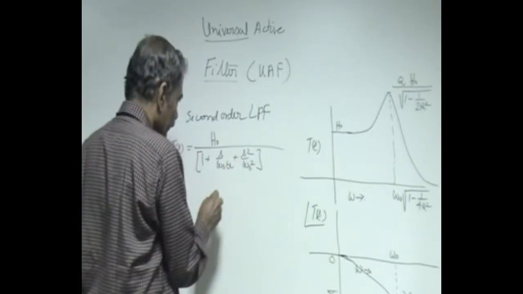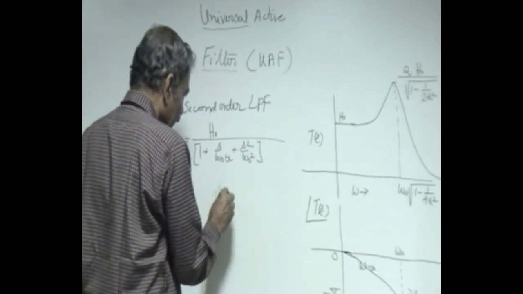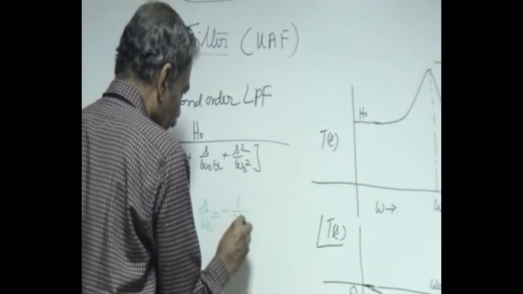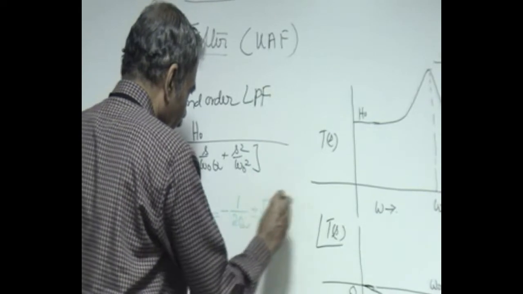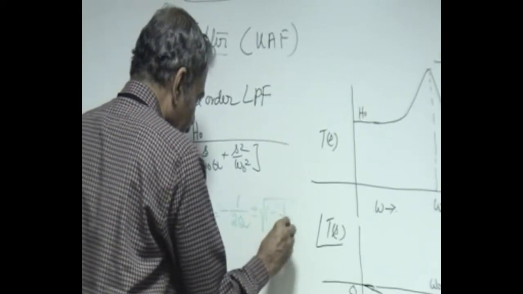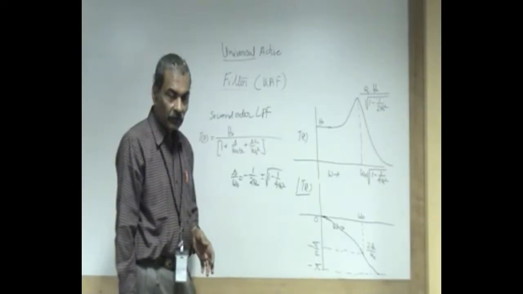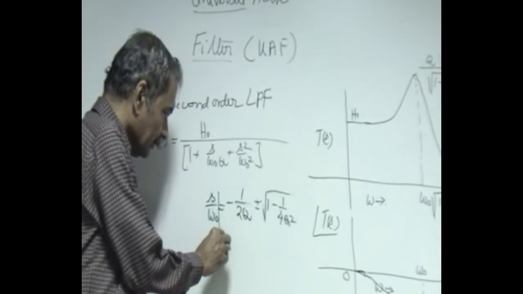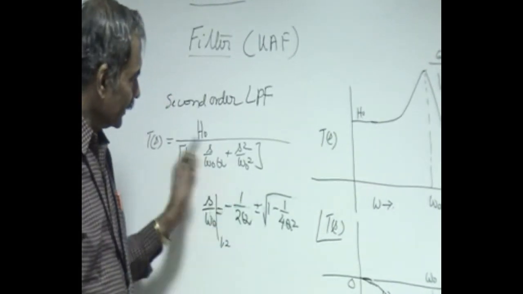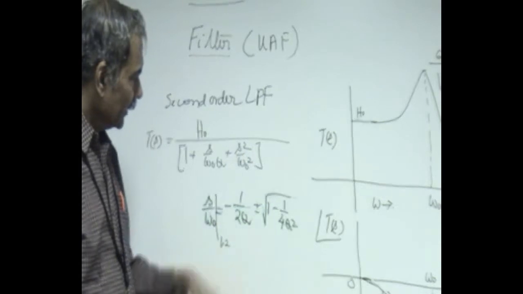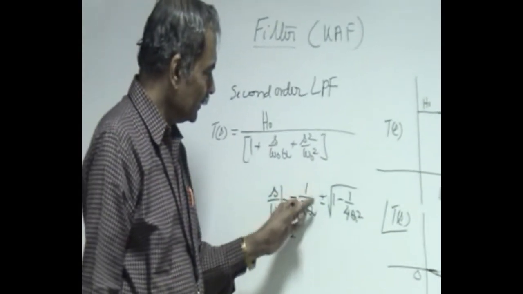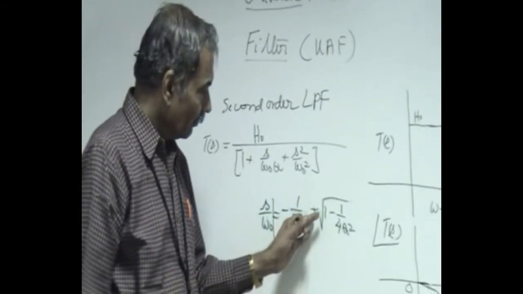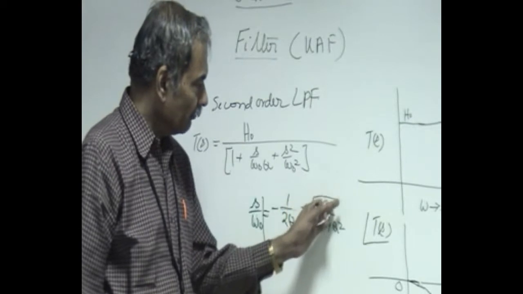You can see that the solution of this is s by omega naught equal to minus 1 over 2Q plus or minus root of 1 minus 1 by 4Q squared. So the poles of the system will be on the negative half of the s-plane, and we can solve this by equating it to 0, and we can see the roots are omega naught by 2Q plus or minus omega naught into root of 1 minus 1 by 4Q squared.